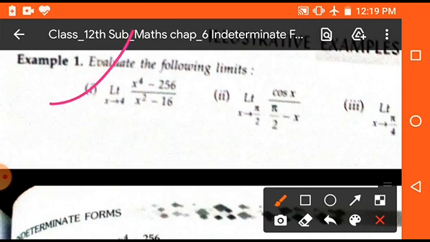So students, see some questions. Example number 1 is x to the power 4 minus 256 upon x to the power 2 minus 16, and given limit x tends to 4. It means that if you put x is equal to 4 in the given function, then you will find 0 by 0 form. So 0 by 0 form, that means not defined form. So it means that the function is not defined, so we can use here L'Hospital.